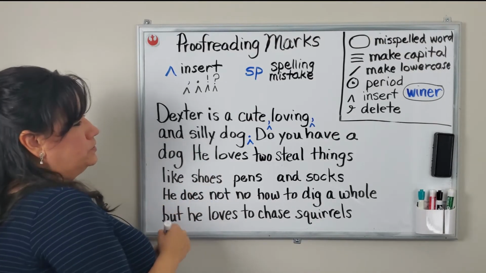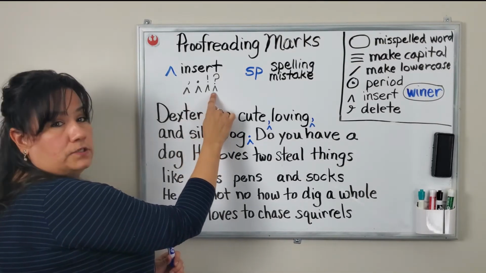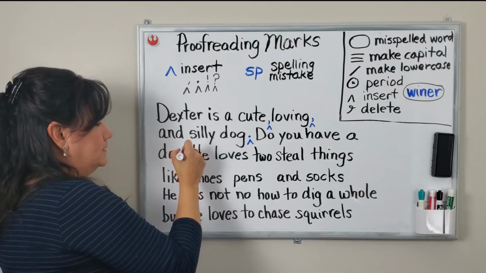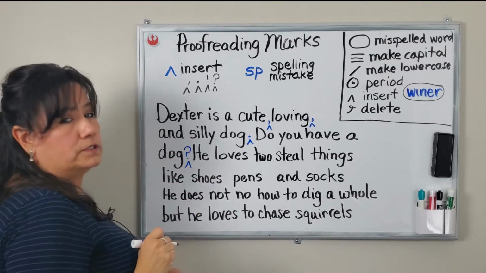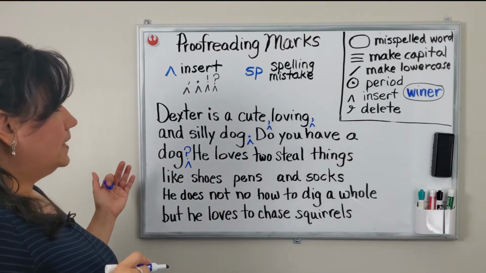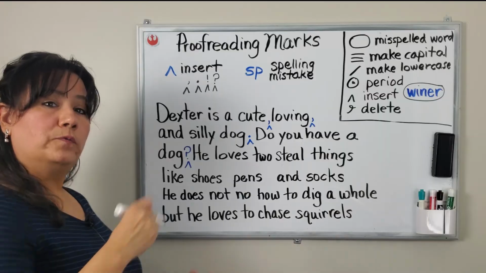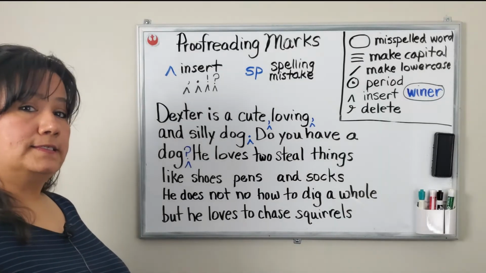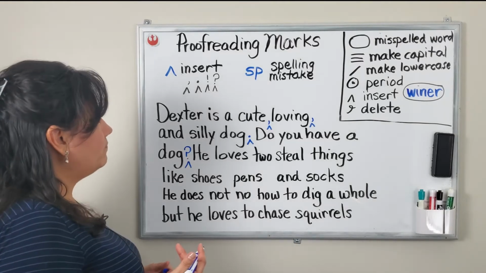So we need to insert something. Do you have a dog? And we need to insert a question mark at the end of this sentence. So we are going to put the question mark and insert. We want to make sure that we get all the mistakes before we rewrite it and hand in an assignment so that we can get our best grade that we can.